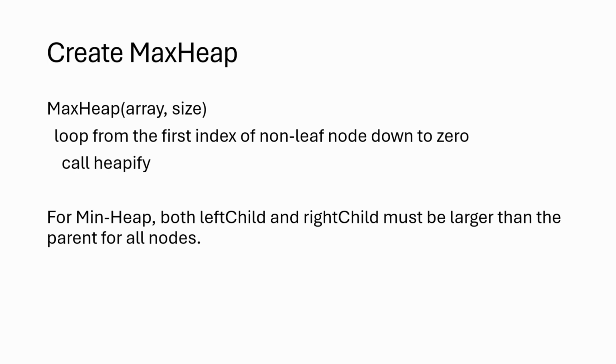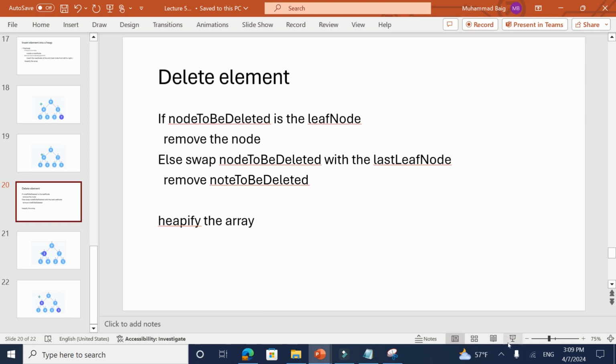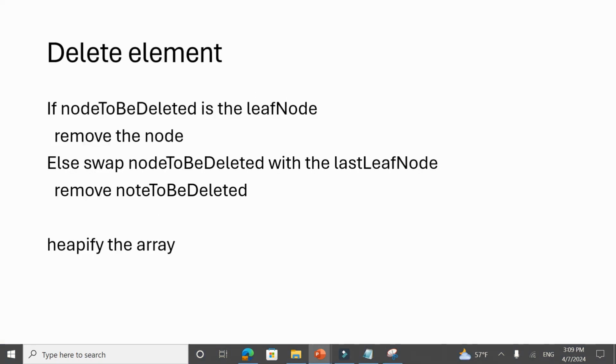And for the min, both left and the right child must be larger, right? So min is slightly different. So by now you should know what a heap is and the difference between max and min heap. Okay, so now let's talk about deletion of an element.